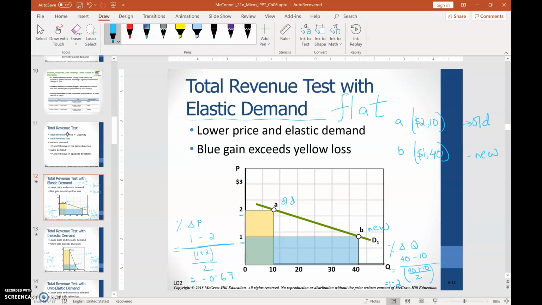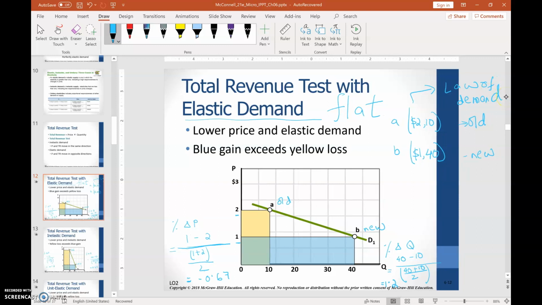The price is going down from $2 to $1, and the quantity demanded is going up from 10 units to 40 units. So this is the law of demand in full display. When price is down, quantity demanded is gonna be up. Now, using the midpoint formula here, the percentage change in price is gonna be new price minus old price over the average of prices.